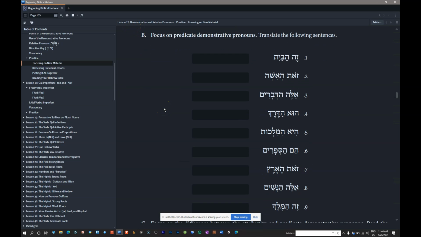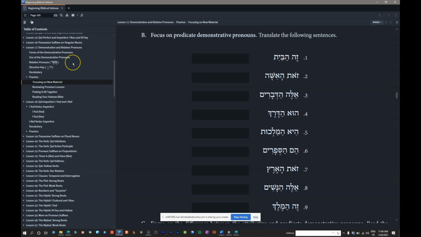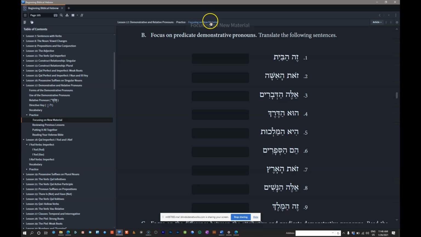All right, so now we're looking at predicative demonstrative pronouns, and like I said, these are really demonstrative adjectives. Just like with the adjectives, they can be attributive, they can be predicative, and it's hard to think of them as an example of substantival because they really need something with them.